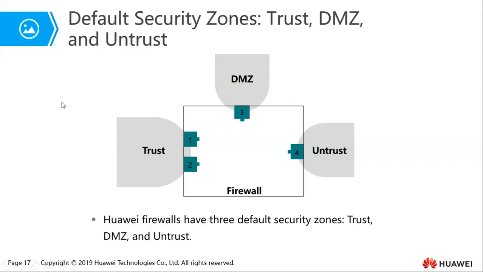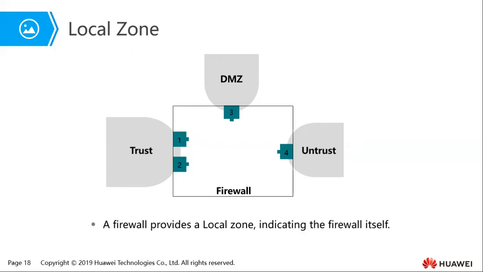So let's look more into this. The question here is how do you indicate the firewall itself? So in which zone is the firewall? To answer that question, the firewall is in a zone called the local zone. So the local zone actually indicates the firewall itself. So all packets that originate from the firewall itself are actually originating from the local zone. So that is what this means.